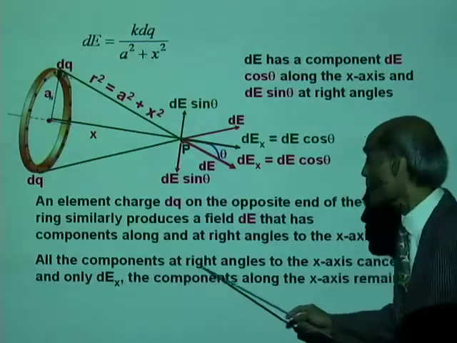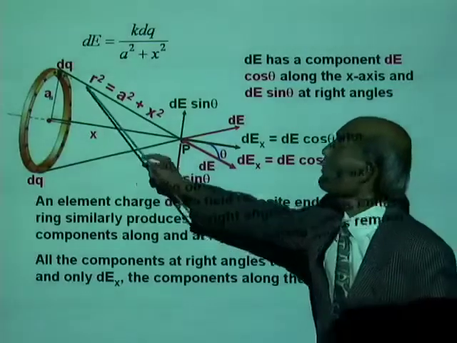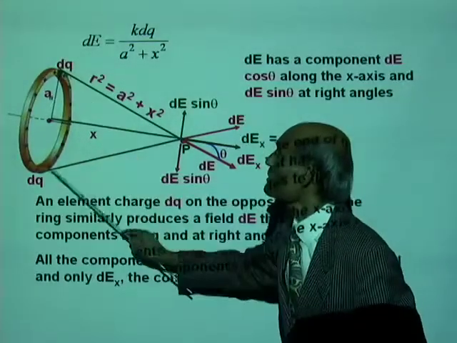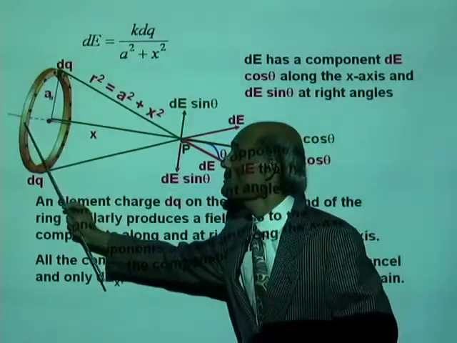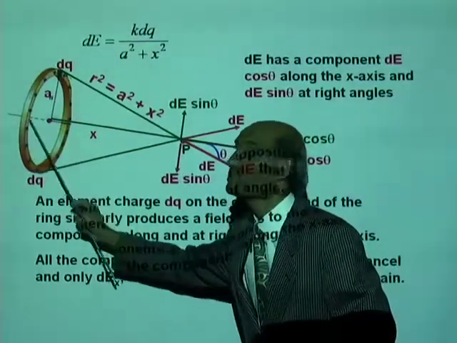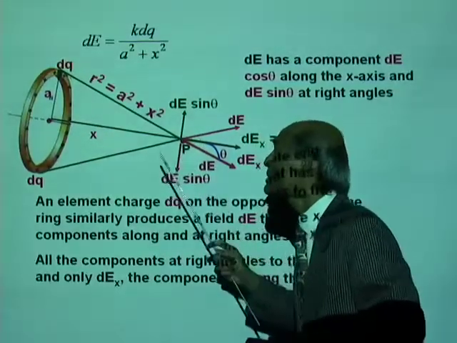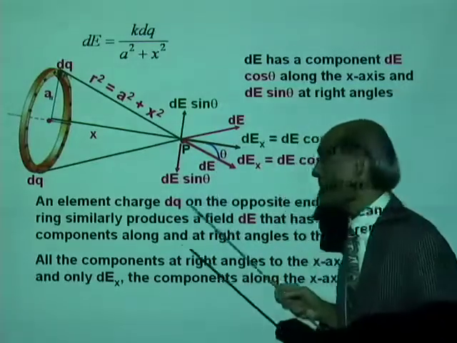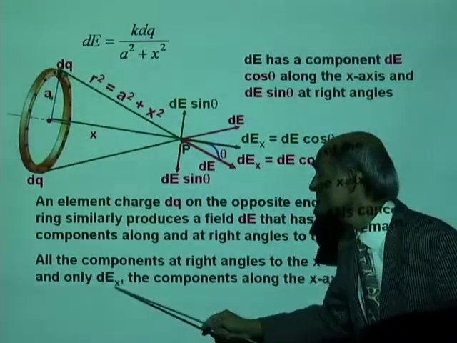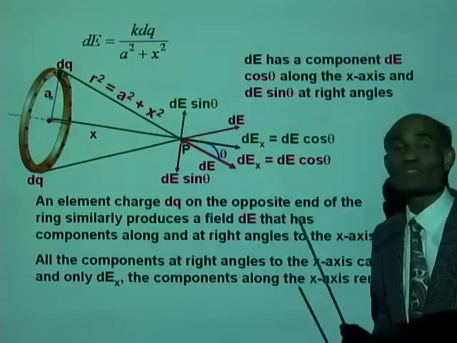All the components at right angles to the x-axis cancel. For dq on either side here, these two will cancel. If you take another pair of dq anywhere, again those components will cancel and the x components will add up. Only dEx will survive, the components along the x-axis.